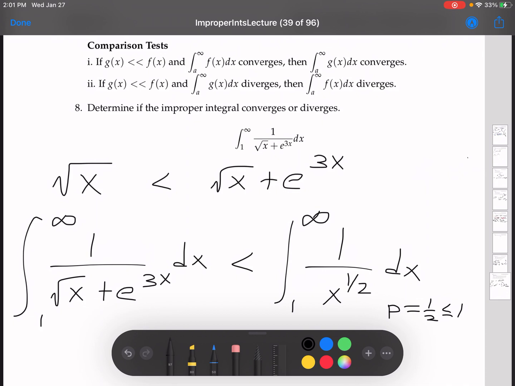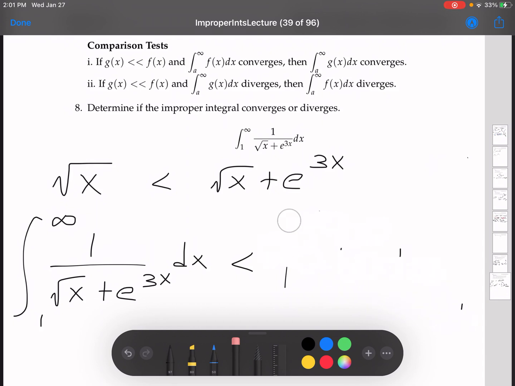Now you go to these comparison tests, right? Remember, smaller than convergent says convergent. Bigger than divergent means divergent. But smaller than divergent tells you nothing. This guy is divergent. So smaller than divergent tells you nothing, and so we have nothing yet. So that tells me that maybe I need to rethink this a little bit.